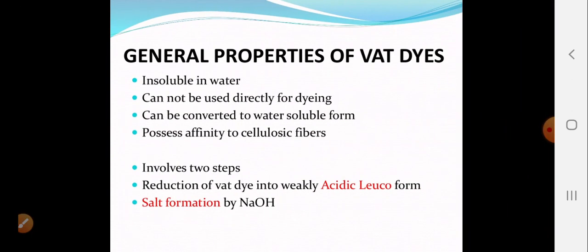General properties of vat dye: we have seen most of it, but we will see it here again. It is insoluble in water and cannot be used directly for dyeing. Without a redox reaction, it cannot be used directly. It can be converted into water-soluble form by reduction and possesses affinity to cellulosic fibers. It involves two steps: reduction of the vat dye into the weakly acidic leuco form, and the other step is salt formation by NaOH.